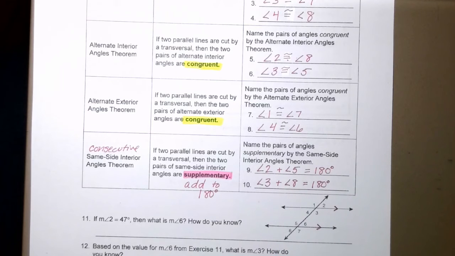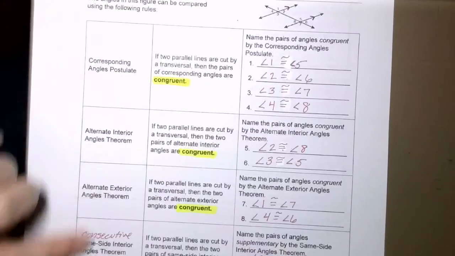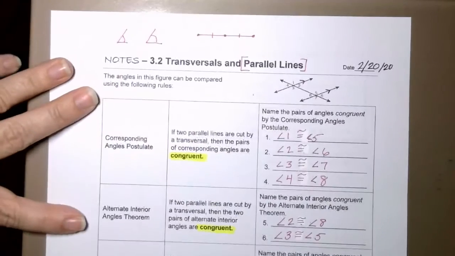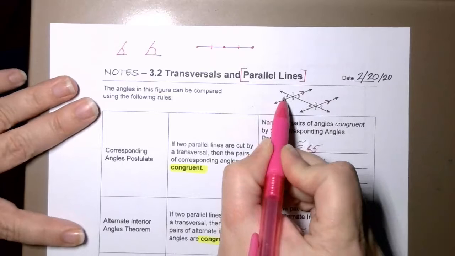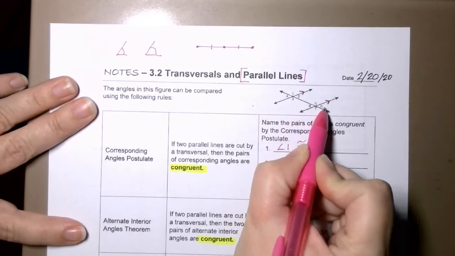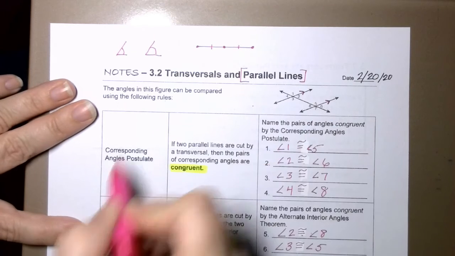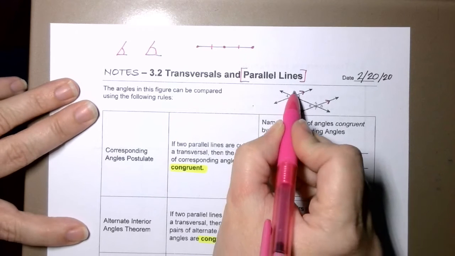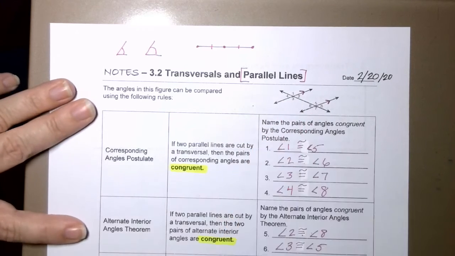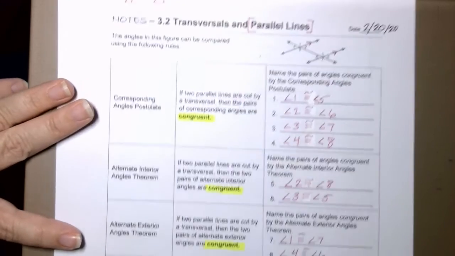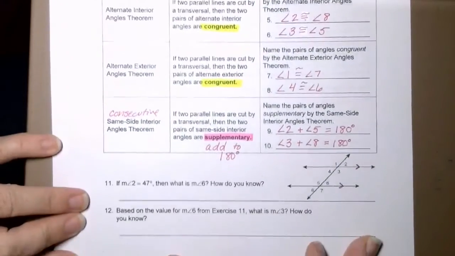What's nice about this is when you have parallel lines, because of these rules, you're going to find out that all of the acute angles, 4, 2, 8, and 6, all are the same measure because of various different things. And all of the obtuse angles, 1, 3, 5, and 7, are all the same measure because of those things. So it makes it a little bit easier to figure out these problems.